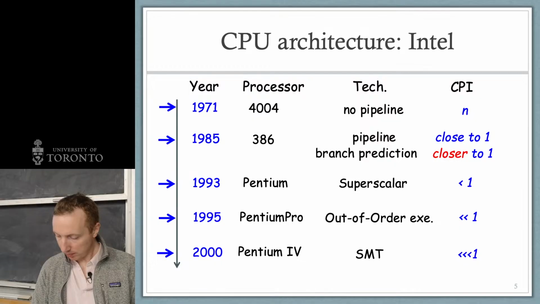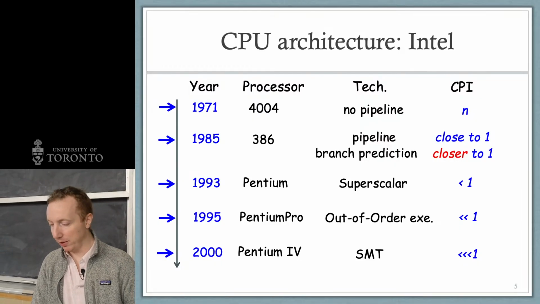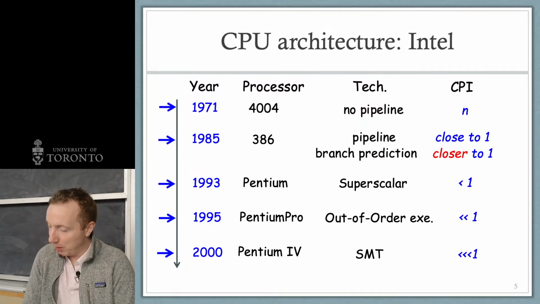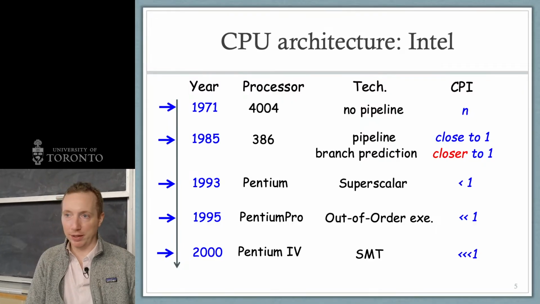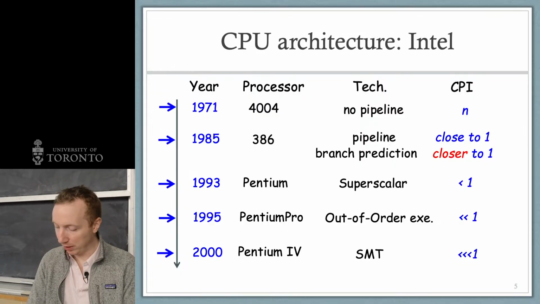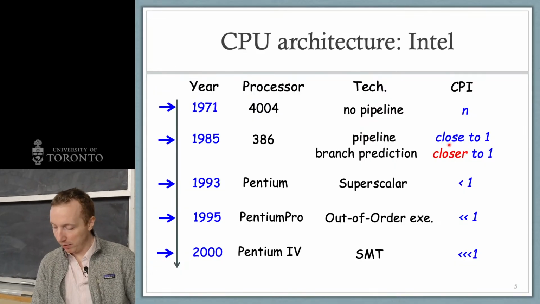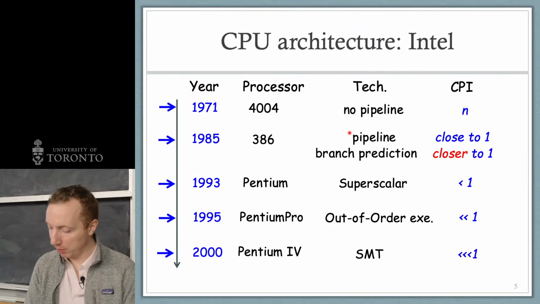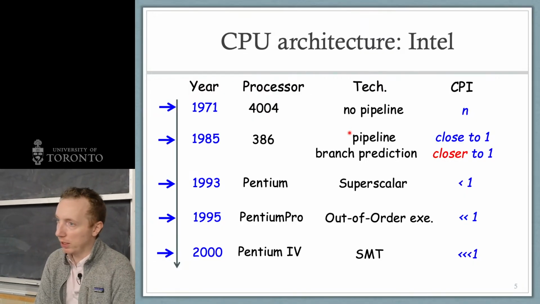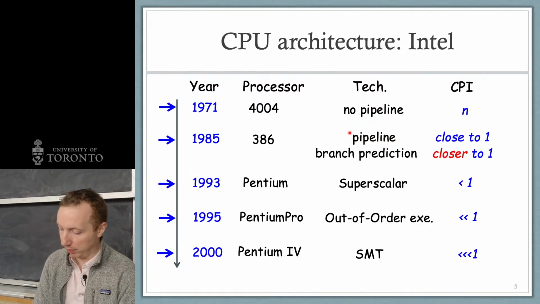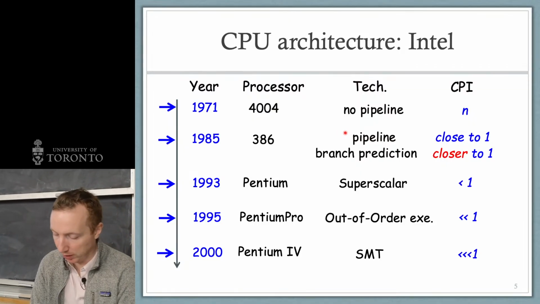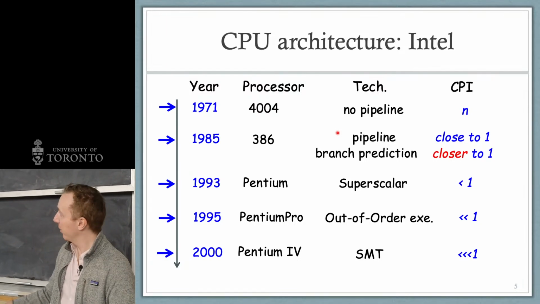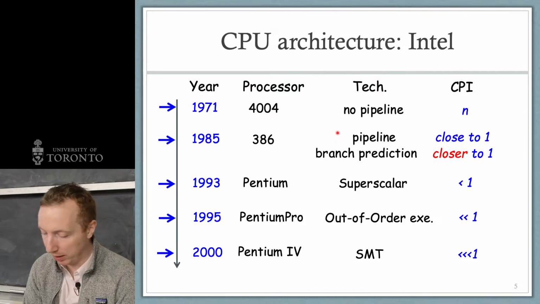So if we focus on Intel, this is basically how it looked through history. In '71, no pipelining. You just had how many cycles the instruction took as the cycles per instruction. Then once we added pipelining and branch prediction, we got closer to 1, just 1 cycle per instruction. After that, we tried to do things in parallel. So 1 is the best we can get without any parallelism.